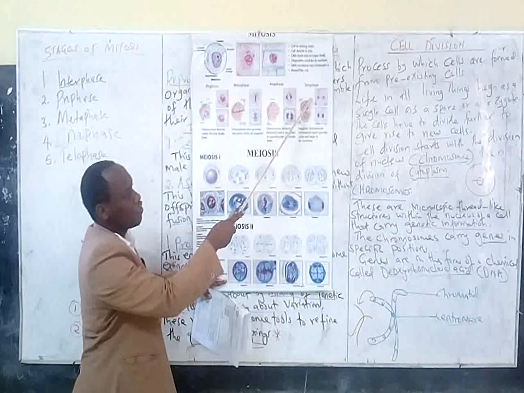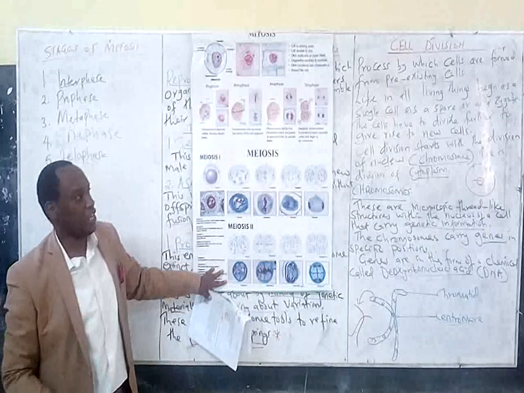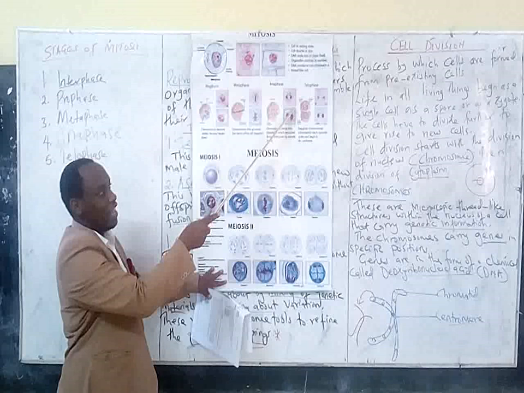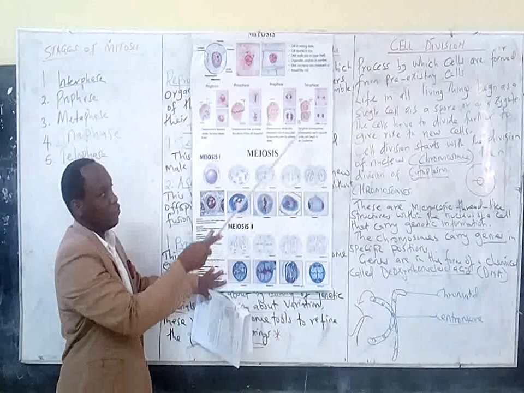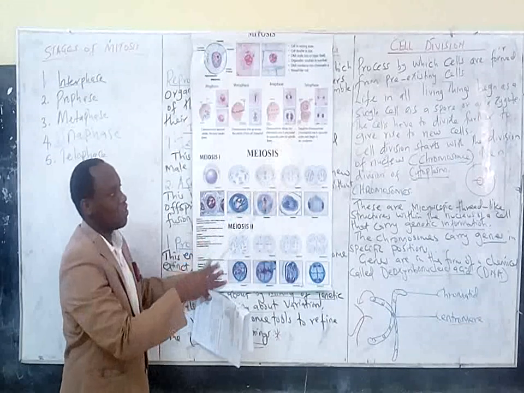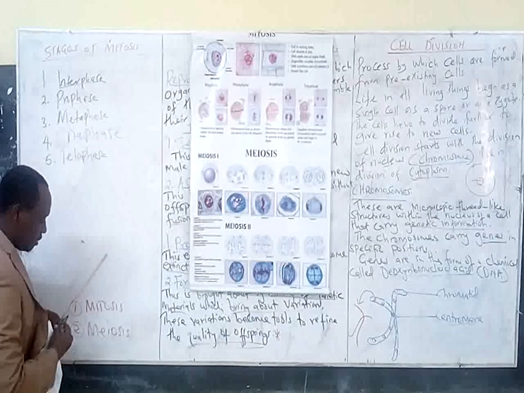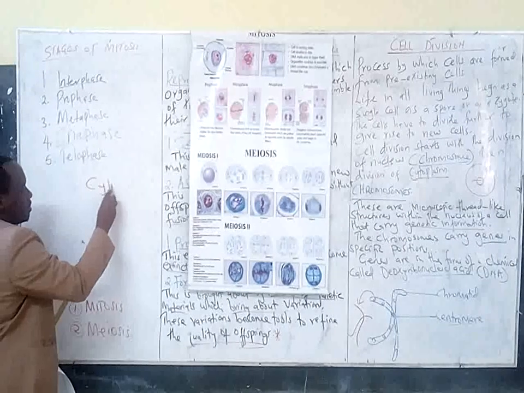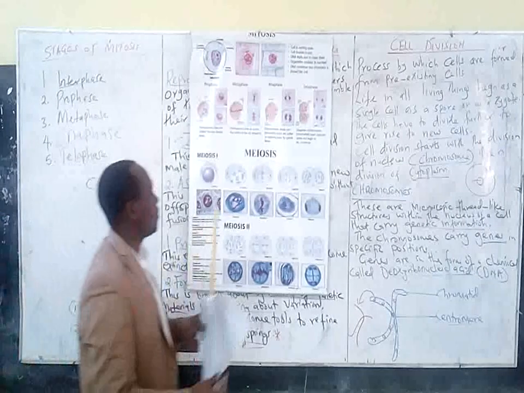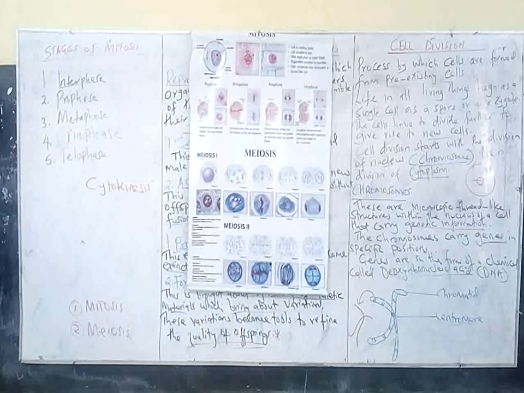And then the last phase, which is called telophase. This is where the daughter cells divide into two. In plants, there is a plate that is formed between the two, and they divide. However, in animals, it is the division of the cytoplasm, which is called cytokinesis. This is where the cytoplasm divides. So basically, learners, those are the five main phases that are found in mitosis.